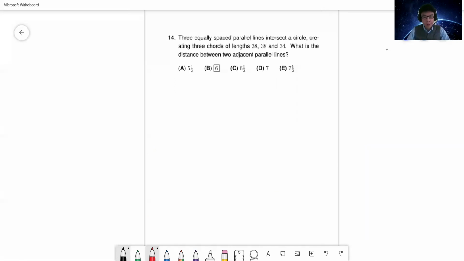Question 14. 3 equally spaced parallel lines intersect a circle, creating 3 chords with lengths 38, 38, and 34. What's the distance between 2 adjacent parallel lines? Here, the key is that we have 2 chords of the same length. They are 38.